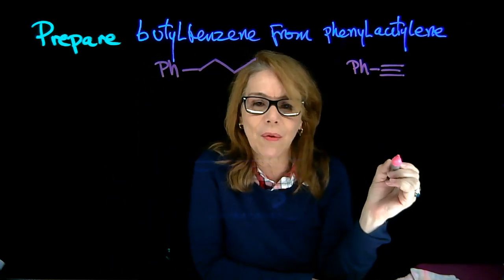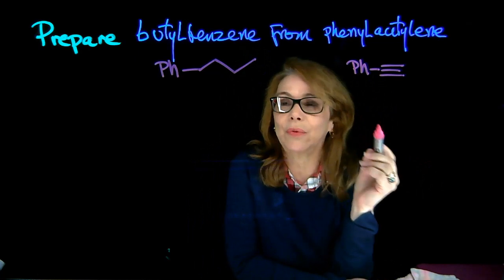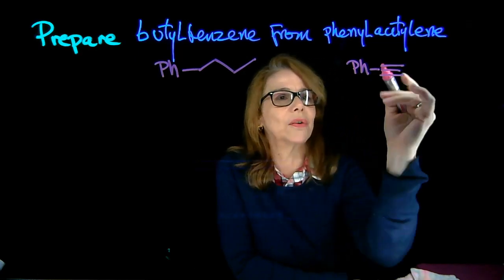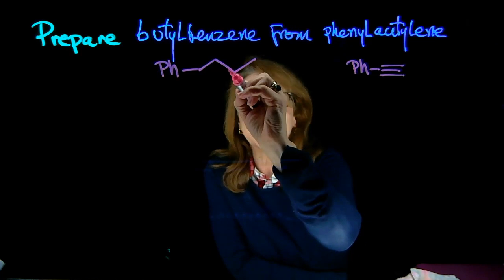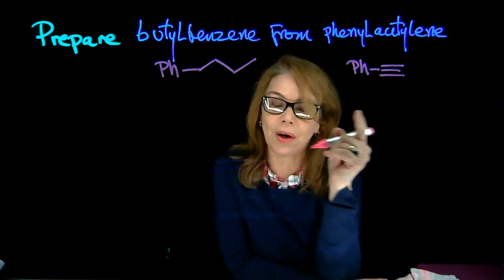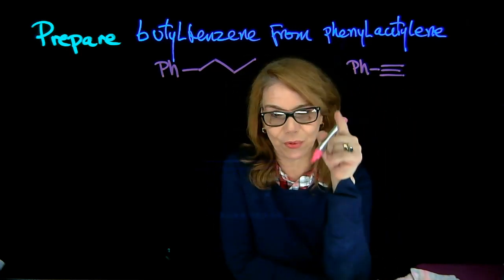And notice what we need to add here. We need to add carbon chains. So here, other than the phenyl group, you had 4, and here you have 2 carbons. So obviously we need to add 2 more carbons.